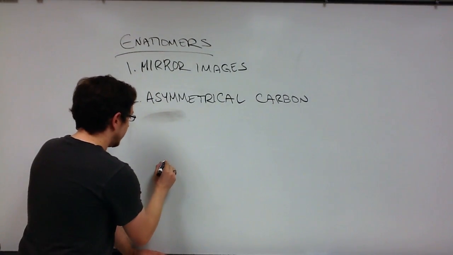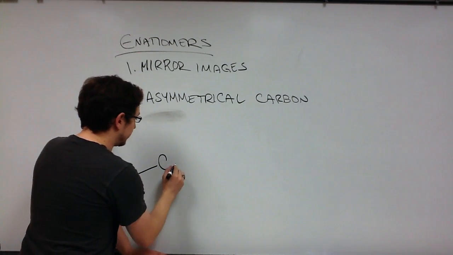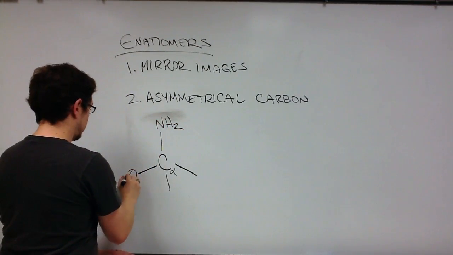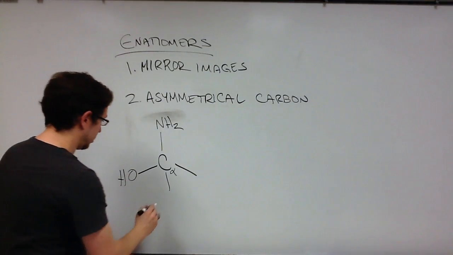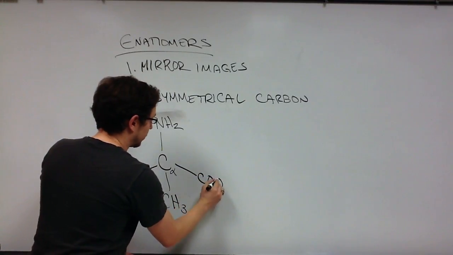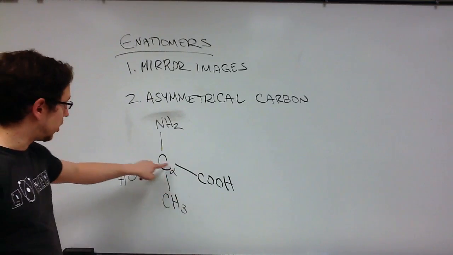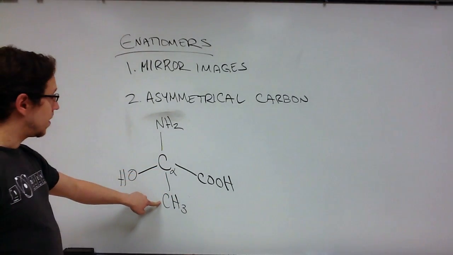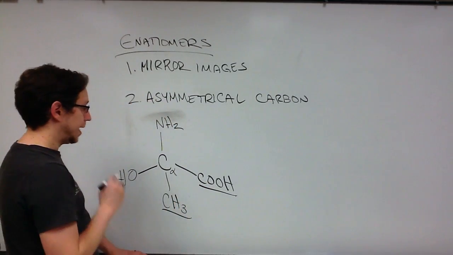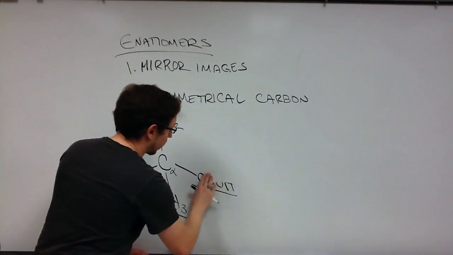So for example, if I have a central carbon, that's my alpha carbon, and this carbon is bound to an amino group, an oxygen, a methyl, and a carboxyl group. Technically, yes, this carbon is attached to both this carbon and this carbon. But the fact that this is a carboxyl group and this is a methyl group, that makes this an asymmetrical carbon.